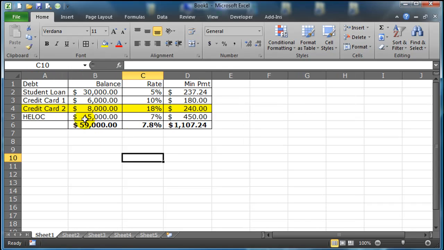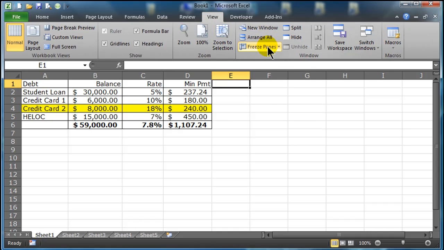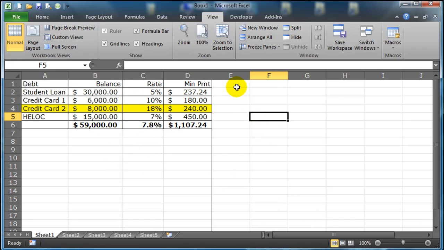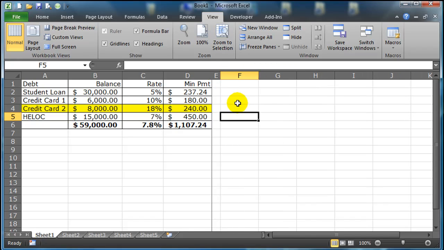It's my credit card 2. And I'm going to go ahead and put in a split view, or freeze some panes, so that when I scroll to the right here, we can still see our original source data. And on the right side of my worksheet I'm going to create a payoff schedule, also called an amortization schedule, but let's call this a payoff schedule. And I'm going to keep track of a number of pieces of information.